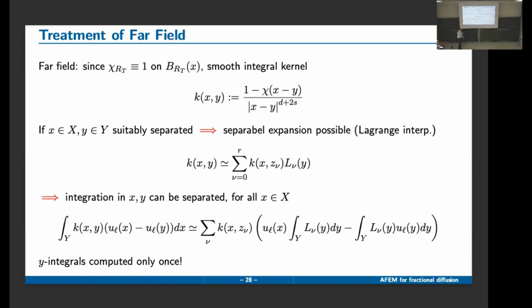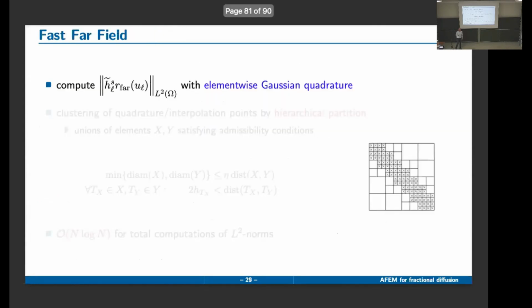But they can be applied here once we do the splitting, and we have to do it anyhow to get rid of this singularity for the near field part. So we get this for free here, if you want. Then computing the whole L2 norm of the far field can be done with element-wise Gaussian quadrature. No need for hp quadrature because we have cut out the singularity already.